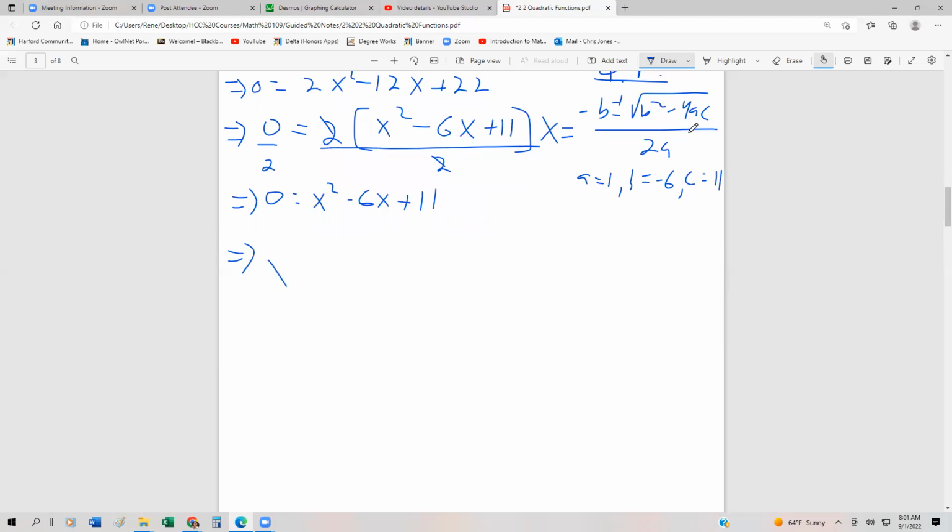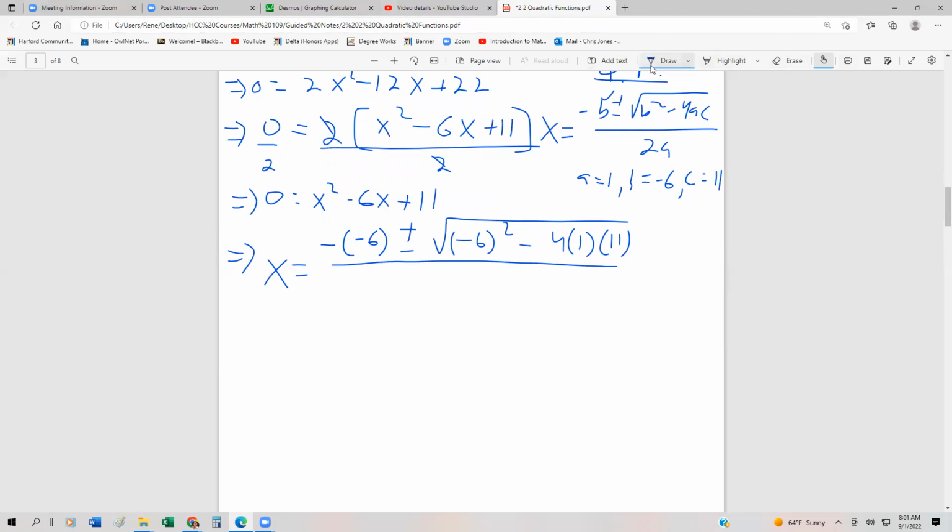All right, so x is going to be equal to the opposite of negative 6, so negative b, plus or minus the square root of the opposite of 6 squared, minus 4 times 1, which is a, times 11. I'm sorry, just minus, not plus or minus, excuse me. And then we're going to divide that by 2 times 1. Now, if we simplify this, x is going to be positive 6 plus or minus the square root of 36 minus 44, divided by 2.